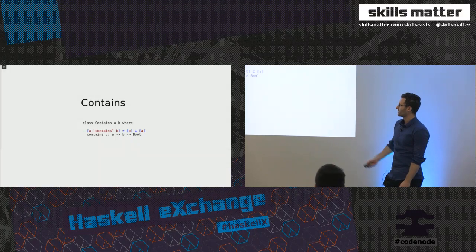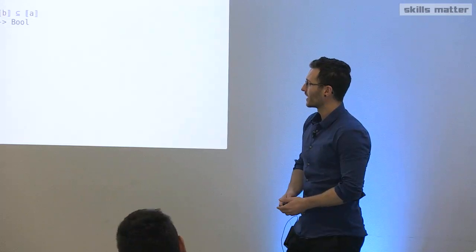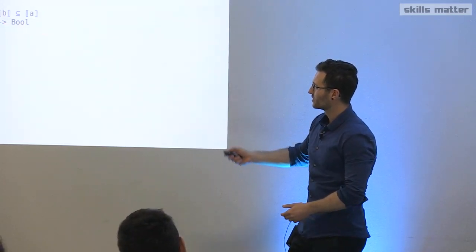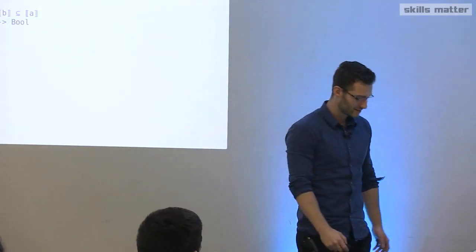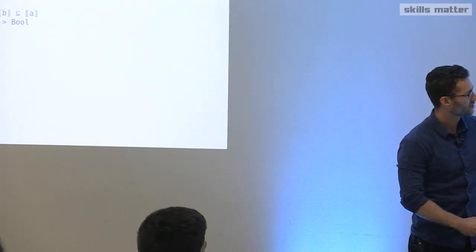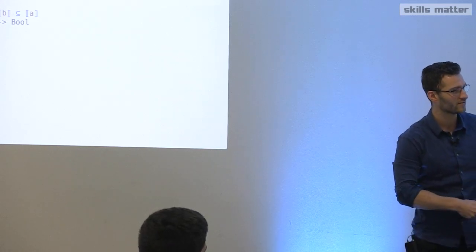Okay, so contains. For the containment type class, I just give it the denotation of set containment. It's fairly simple. I think that would be a very natural denotation for everyone to give. So we're saying that A contains B if B is a subset or equal to A.